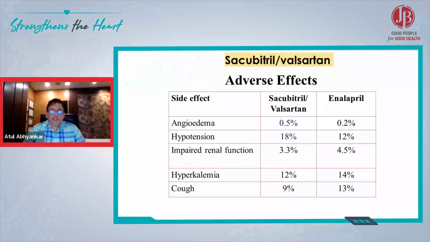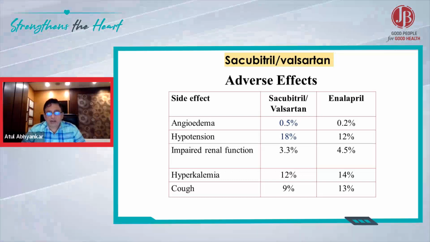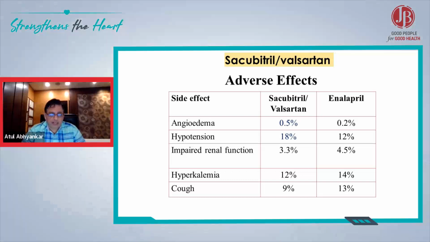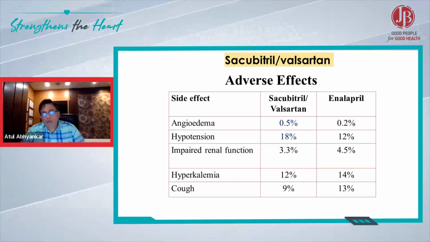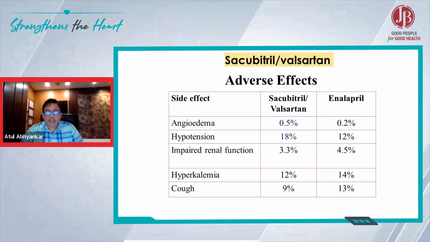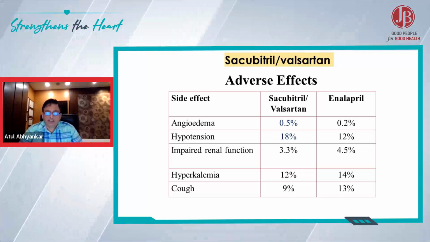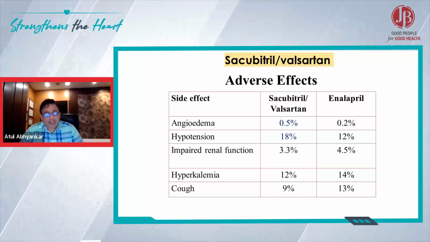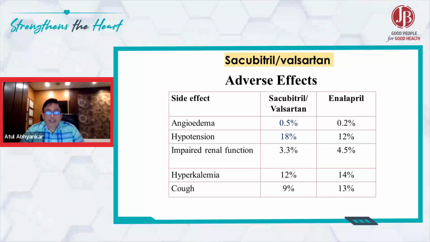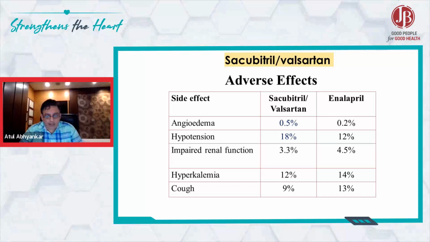Now, what are the adverse effects? If you look at the incidence of angioedema, it was slightly higher, but not very significantly. Interestingly, if you look at impaired renal function, there was actually less incidence of impairment of renal function as compared to the enalapril comparator. So actually, it was better for preservation of renal function. The only problem, as we saw earlier, is that hypotension is relatively more with ARNI as compared to enalapril.